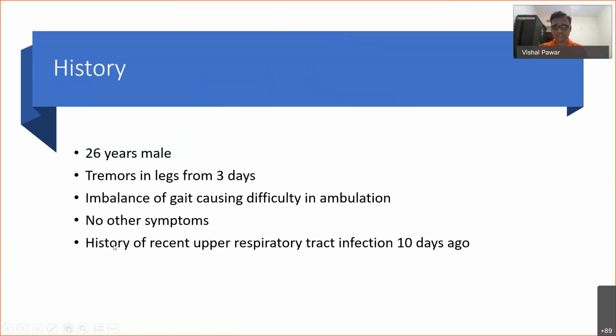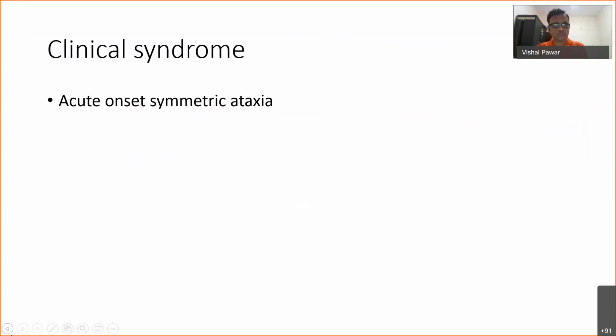But there was a significant history, that is, a history of recent upper respiratory tract infection. Ten days ago, he suffered from a severe upper respiratory tract infection, which was not COVID. He was tested for COVID, it was negative. Once that infection resolved, he developed these symptoms, these tremors in the legs. So the clinical syndrome here is acute onset symmetric ataxia.